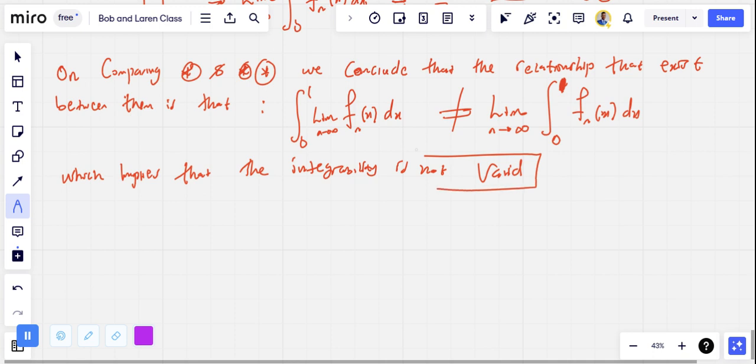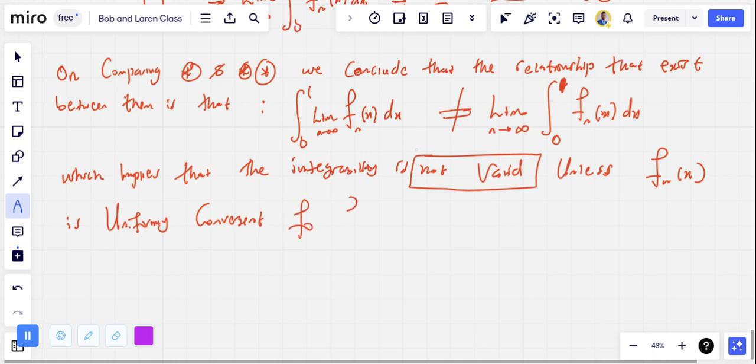It is not valid, and it can only be valid unless fn of x, that sequence of functions given to us, is uniformly convergent, like I used to say, uniformly convergent to f of x equals 0, on that closed interval 0 and 1. That's all. This explanation gets you your full marks straight up.